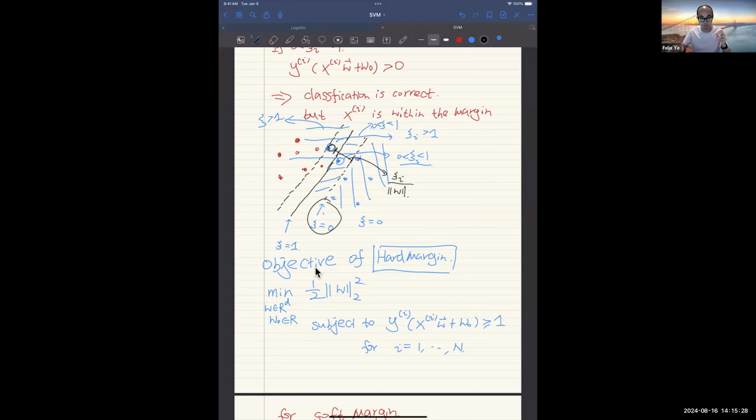And of course, if this point doesn't cross the margin boundary, this will always be 0, so it's on the correct side of the margin boundaries. So this distance only makes sense if you cross the margin boundaries. Then we need to calculate this distance.